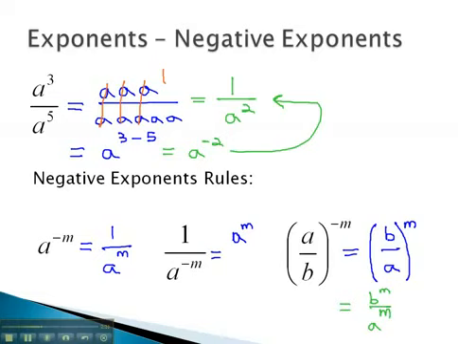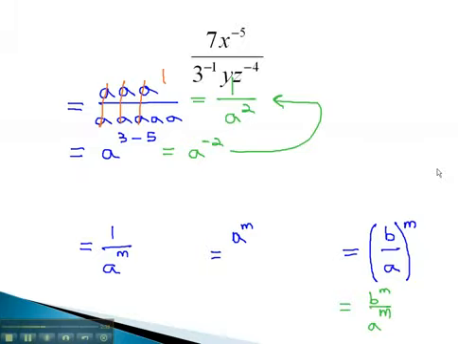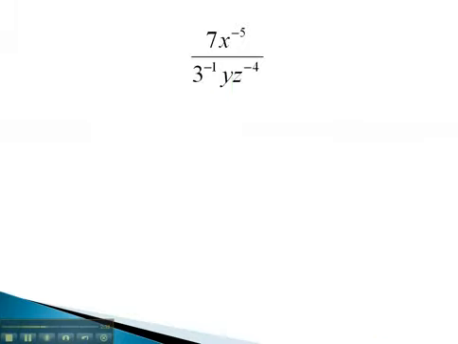Let's take a look at some examples where we can see simplifying by moving factors around that have negative exponents. In this expression, there are several negative exponents. It's important to remember that negative exponents are only going to affect the factor they are attached to. This means the 7 does not have a negative exponent, just the x. Similarly, the 3 to the negative 1 and z to the negative fourth have negative exponents. Negative exponent means we have to move it either from the top down or the bottom up.